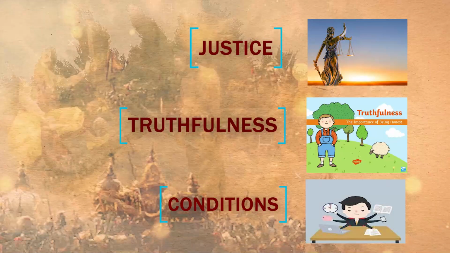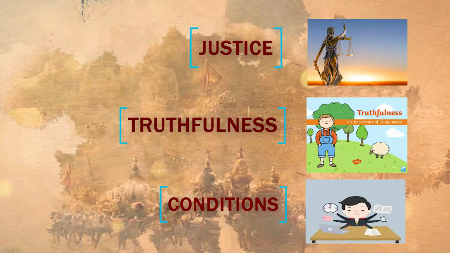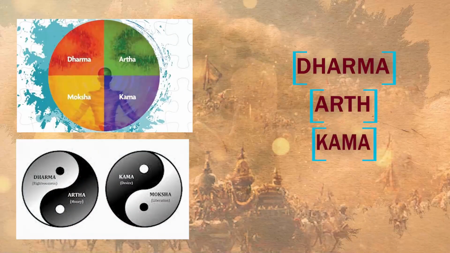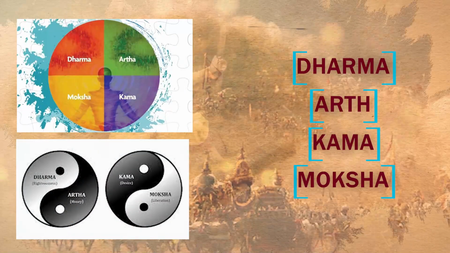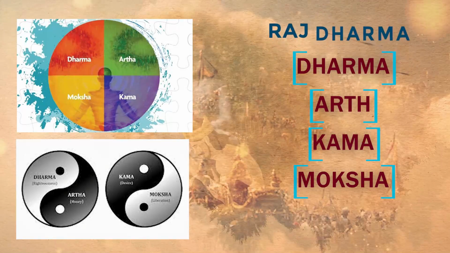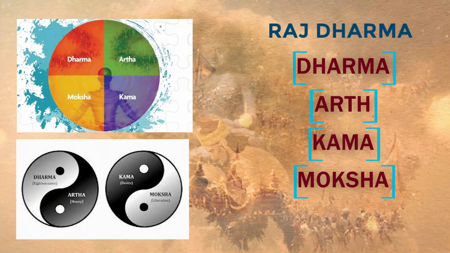Therefore, the primary role of the Rajan is to create conditions of justice, truthfulness, and conditions in which every segment of society is able to do his or her work properly, earn money, dharma, artha, kama, moksha. These four aims are fulfilled by each and everyone in his kingdom. This is Rajadharma, so that everybody is able to do dharma, artha, kama, moksha, do good karma and get moksha or release from this cycle.